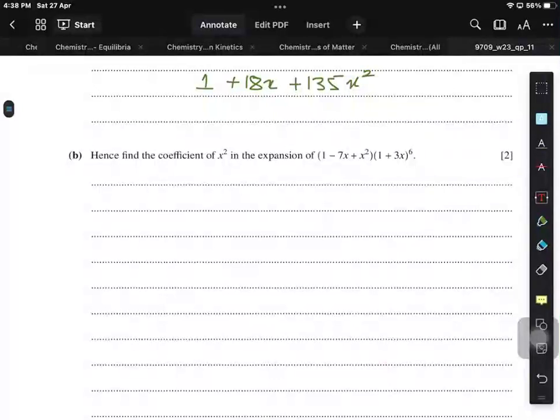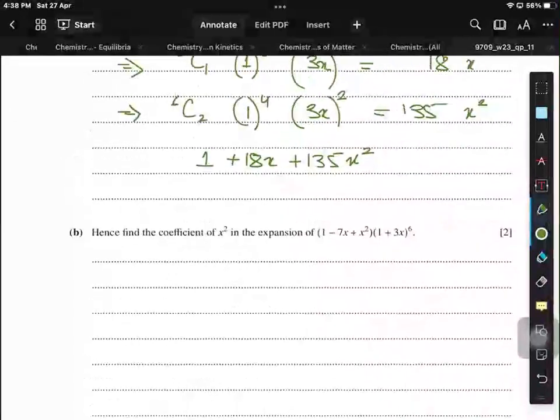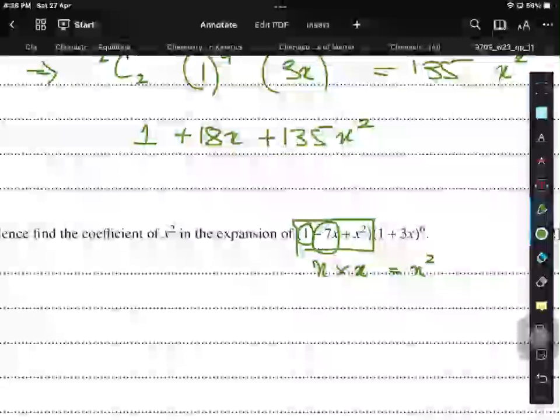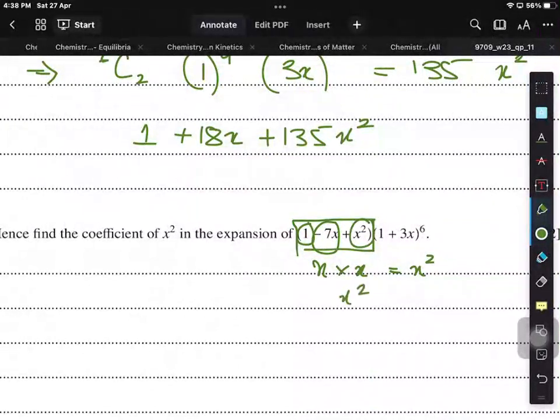Let's move on to the second part. Hence find the coefficient of x squared in this expansion. So what can we multiply this by? If we multiply 1 by something with x squared, we get a term in x squared. Similarly, if we multiply x by x, we know that x times x is x squared, so that also works. And for x squared, if we multiply it with something which has x to the power of 0, that would also give us x squared.